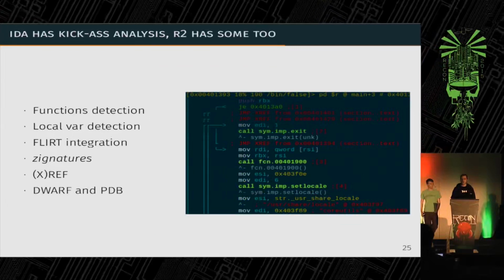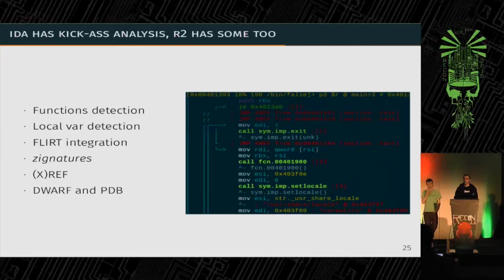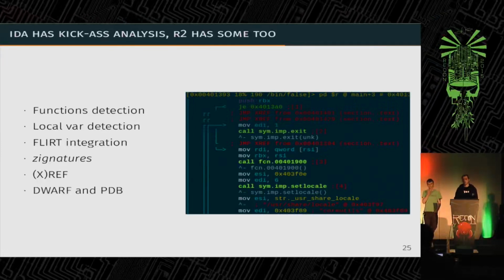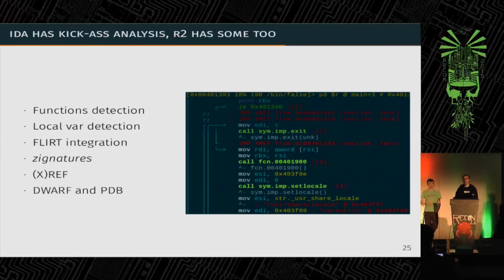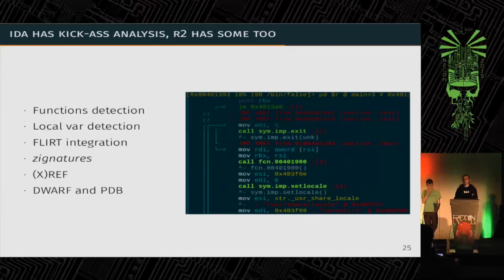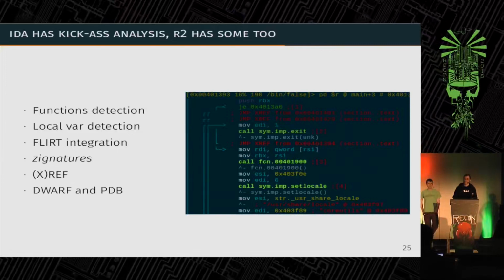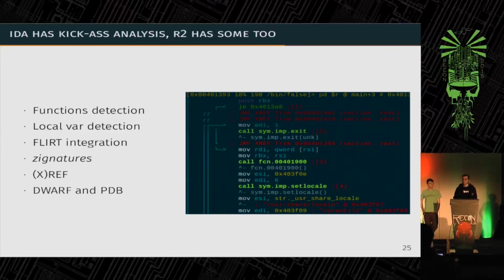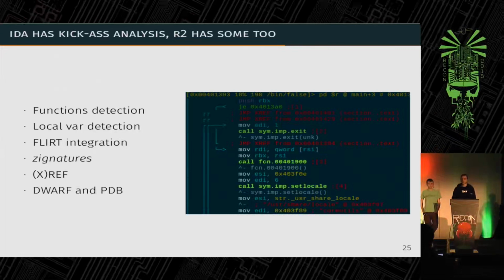IDA has some great analysis, and we've got analysis. Function detection, blah, blah, blah. FLIRT, the IDA technology to recognize functions, works in Radare2. So you can just apply your signature, and it works. And we've got signatures. To call them, you have to press Z in Radare2. It's a little bit like FLIRT, but the Radare way.